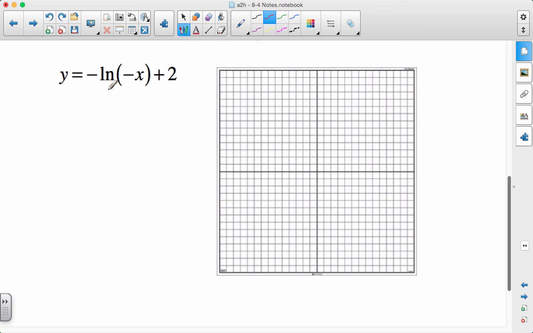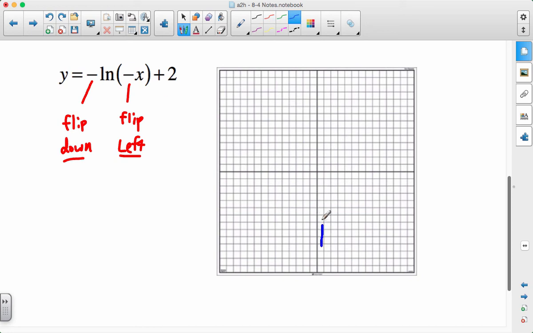Okay, so we have this guy, right? He's going to flip it down. He's going to flip it left. Okay, that's a shift up 2 spaces. It's shifted left and right 0 spaces. It's log base e. Okay, so that's what I expect. Let's draw the progression.